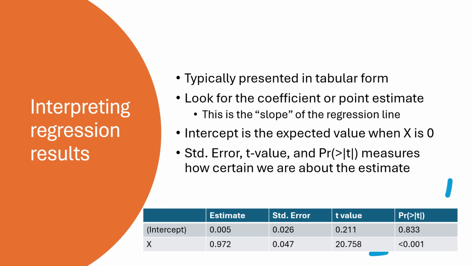And you'll see these values referred to in different ways. Sometimes standard error is presented in parentheses after the estimate. Sometimes you don't get a t-value. You might get what we call a z-value instead, which is the same concept, just drawn from a different distribution. And sometimes we'll call the probability greater than the absolute value of t, that final column, the p-value. In all cases, they have the same interpretation of telling us how certain or how noisy these estimates are.